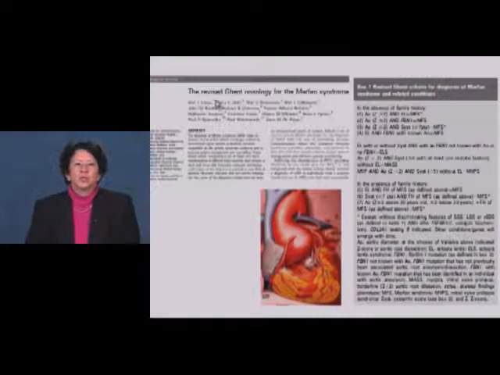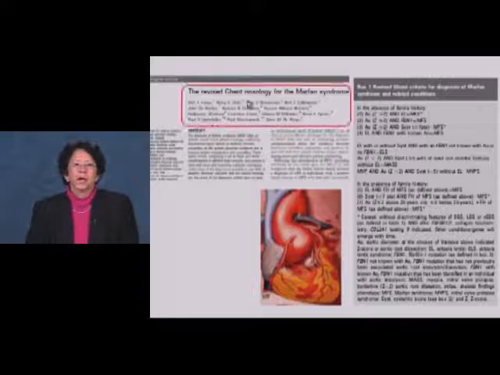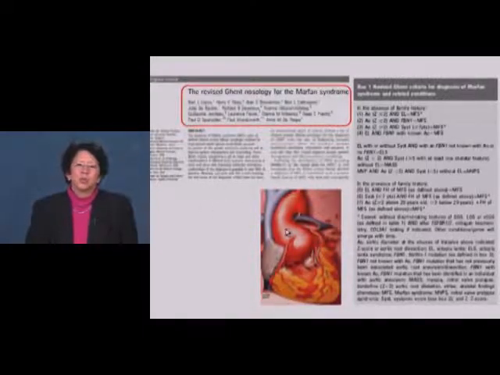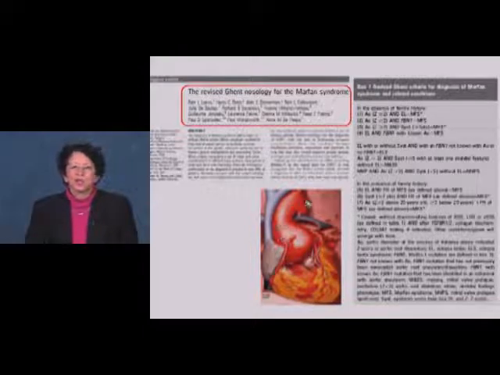So I'm actually going to show you what this article looks like because I can highlight the title, The Revised Ghent Nosology, the first author Loeys, and some of the other authors. And this illustration shows you what we mean by aortic root dilation. So this is the annulus, this is the sinus of Valsalva, this is the ascending aorta, the transverse aorta, but it's this kind of bulging aorta that represents aortic dilation.